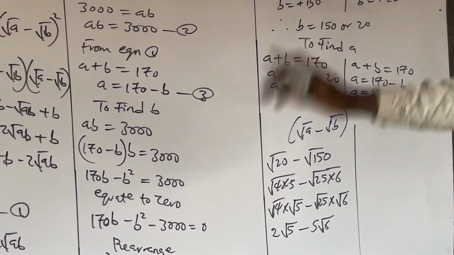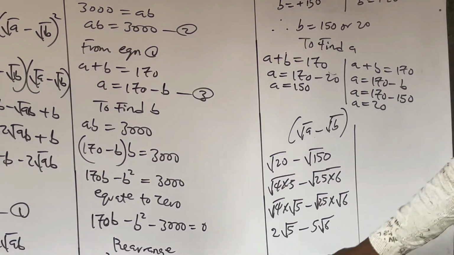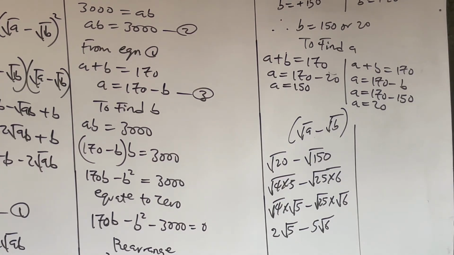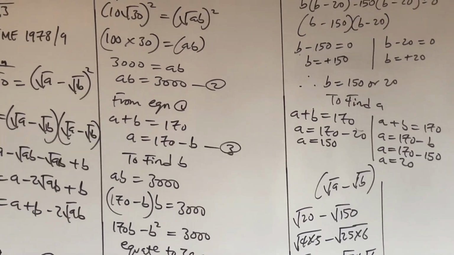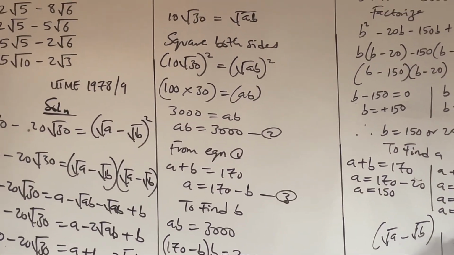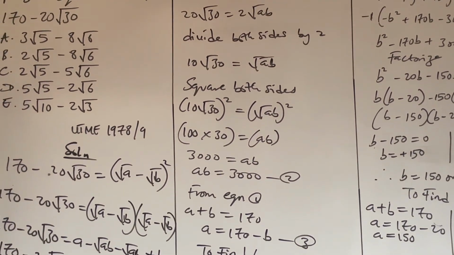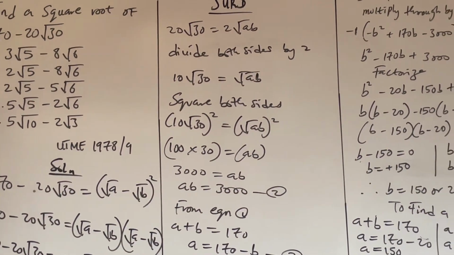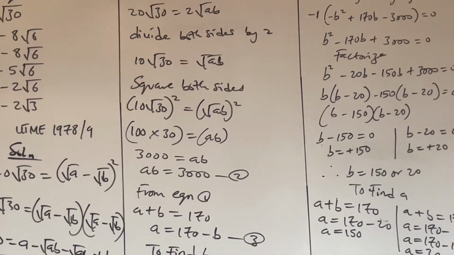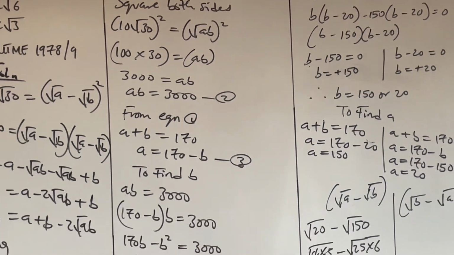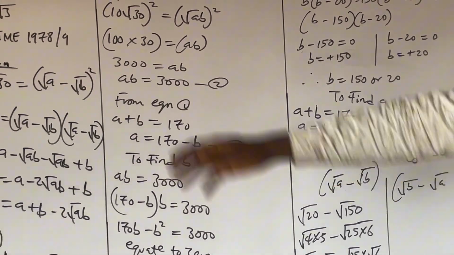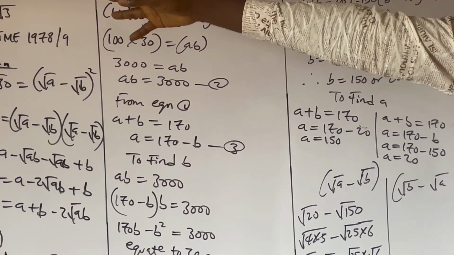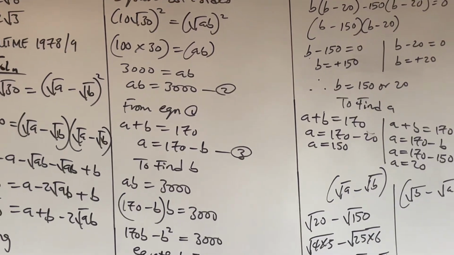Even if you want to do it the other way around, root b minus root a, what do you have? Do you have the answer there? The answer is C. One may ask, what if you do root b minus root a? From here, 5 root 6 minus 2 root 5, which you couldn't find in the options, is not here. So this is the answer.